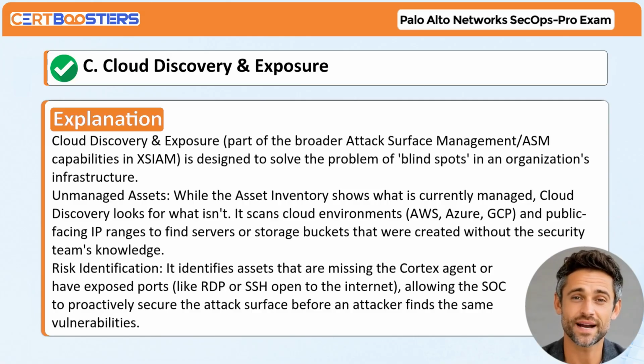Cloud Discovery and Exposure. Explanation. Cloud Discovery and Exposure, part of the broader Attack Surface Management (ASM) capabilities in XSIAM, is designed to solve the problem of blind spots in an organization's infrastructure: unmanaged assets. While the asset inventory shows what is currently managed, Cloud Discovery looks for what isn't. It scans cloud environments, AWS, Azure, GCP, and public-facing IP ranges to find servers or storage buckets that were created without the security team's knowledge. Risk identification: it identifies assets that are missing the Cortex agent or have exposed ports like RDP or SSH open to the internet, allowing the SOC to proactively secure the attack surface before an attacker finds the same vulnerabilities.